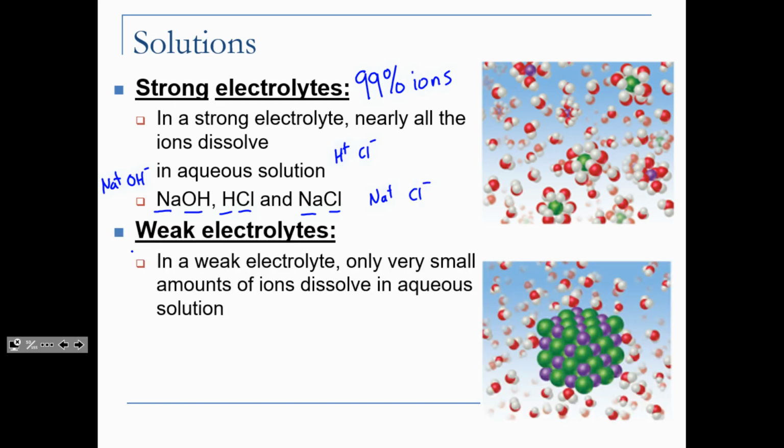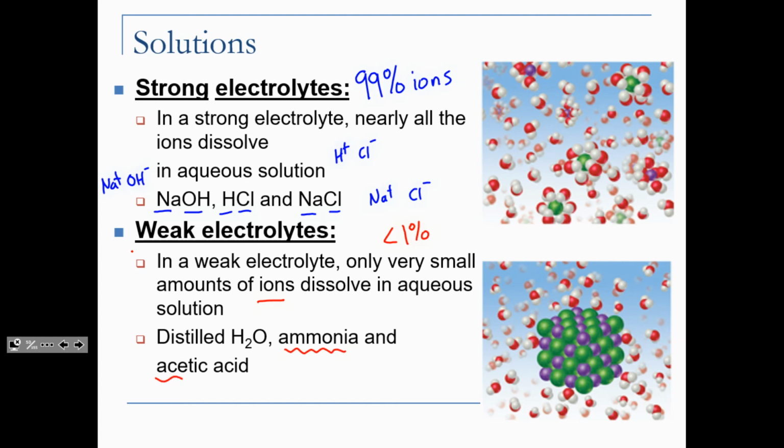And then you have weak electrolytes, where we only have a small amount of ions dissolved. And what I tell my students to write down is less than 1%. So there's some charge, but not a whole lot. There are some ions, but not a whole lot. Distilled water, ammonia, acetic acid, these are all generally polar compounds.